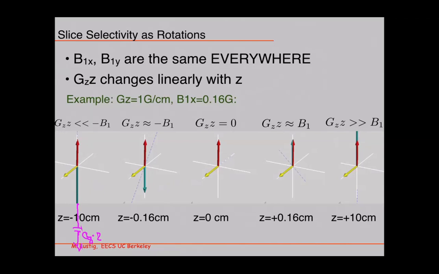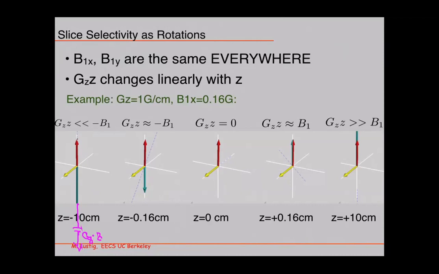That means that spins far away in the z direction will precess about the z axis, because that's really the applied field. What is the direction of the applied field? Well, it's really just dominated by the gradient. And so the magnetization will precess about that field. It just stays in its place. You can see it's wobbling around, but it's not really being excited.